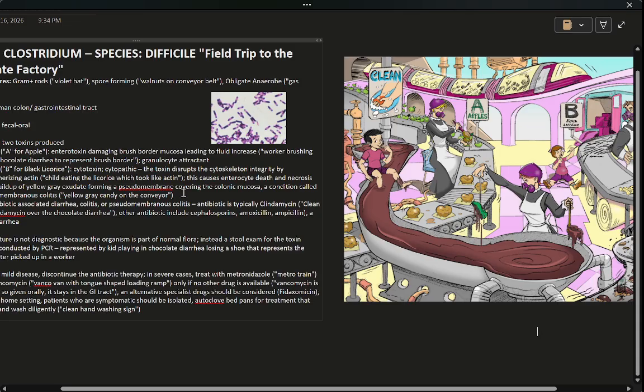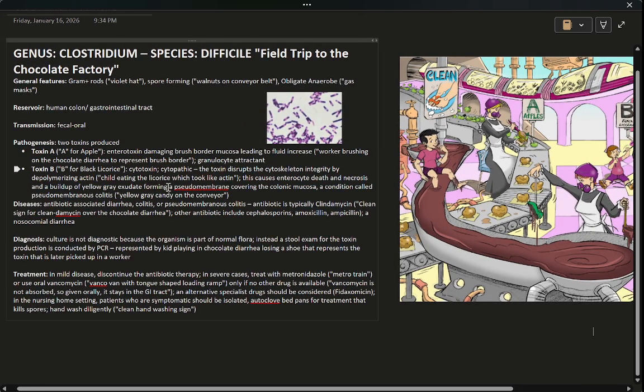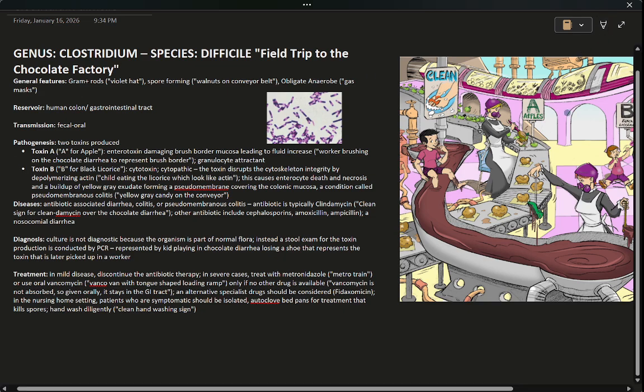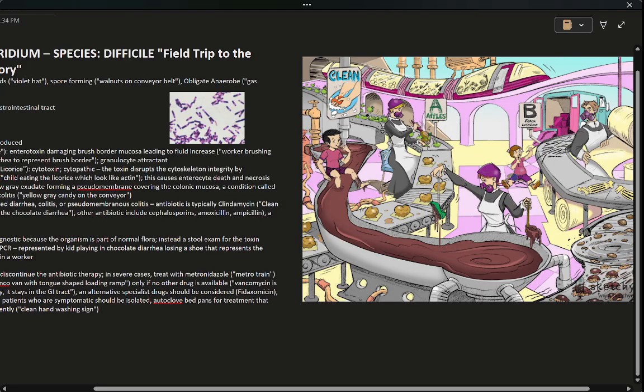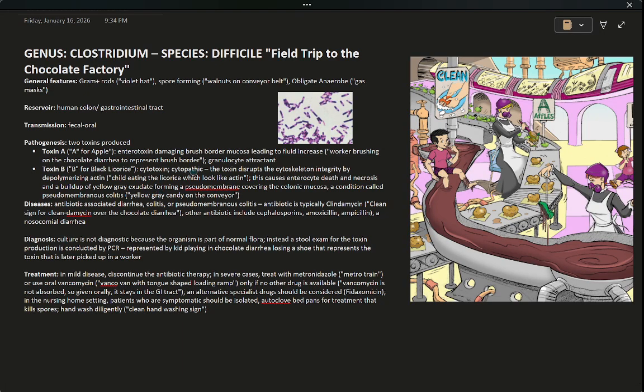And then, let me just fix that for you over here. Which looks like the actin. But anyways, looks like it's that child over there. That can help you to remember that the toxin B will depolymerize the actin and ultimately disrupt the cytoskeleton integrity.